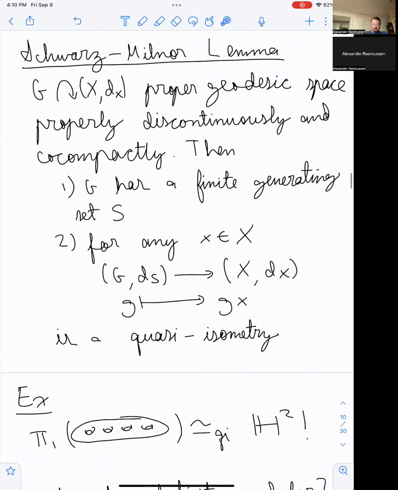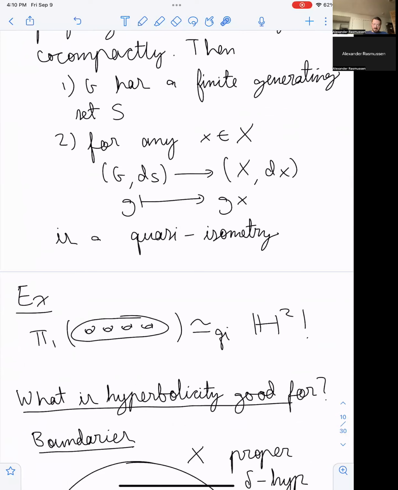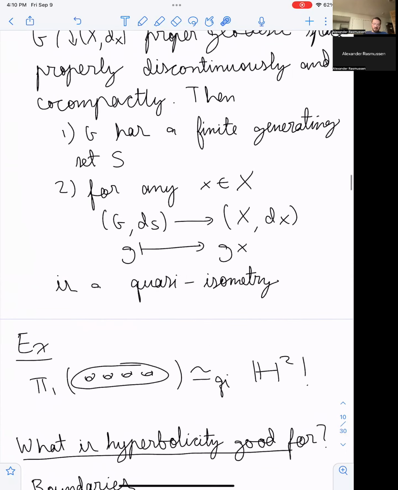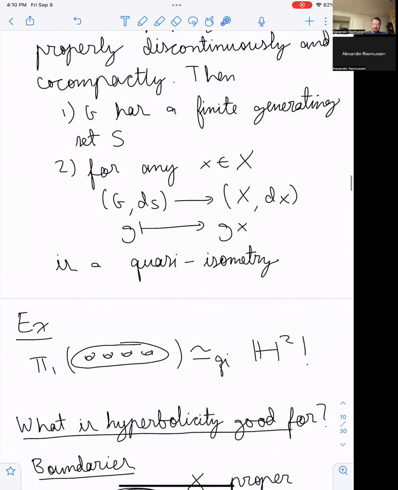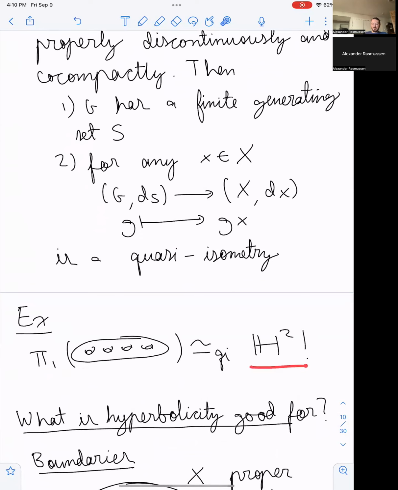So for example, if we have one of these surface groups, a closed surface of genus at least 2, we saw the fundamental group acts on the hyperbolic plane properly discontinuously, co-compactly. So Schwarz-Milnor tells us that the fundamental group is actually quasi-isometric to the hyperbolic plane, which is somehow a nicer space to work with.